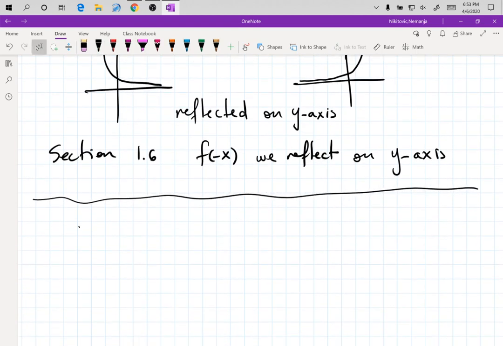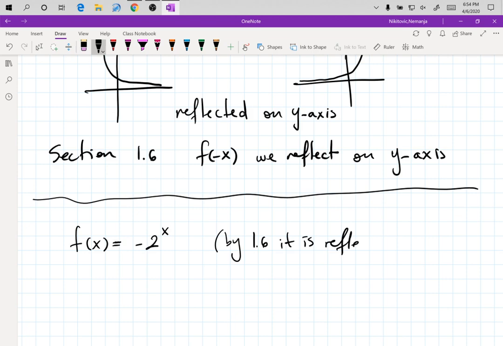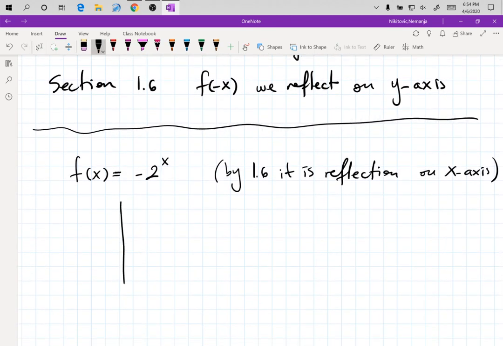So if you have f of x equals negative 2 to the x, right, then by 1.6 it is a reflection on the x-axis. So in that case, the graph would look like this, going through negative 1, because the original graph did that. So that's 2 to the x, and this is negative 2 to the x.